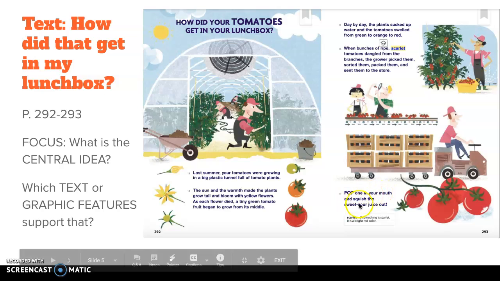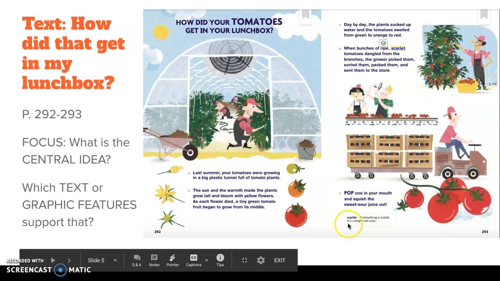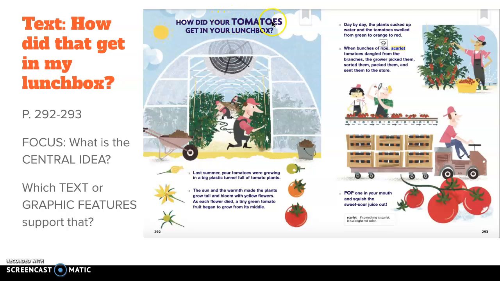Pop one in your mouth and squish the sweet sour juice out. Scarlet. If something is scarlet, it is a bright red color. So again, we see capital letters with larger capital letters and bold capital letters emphasizing tomatoes.